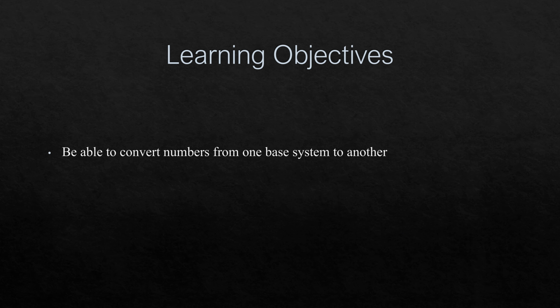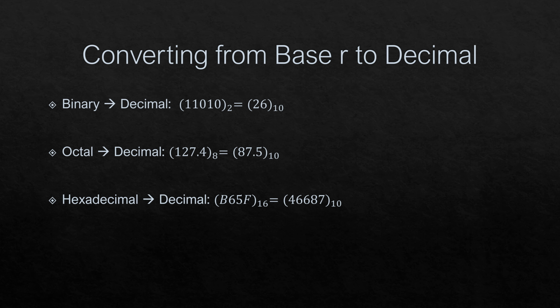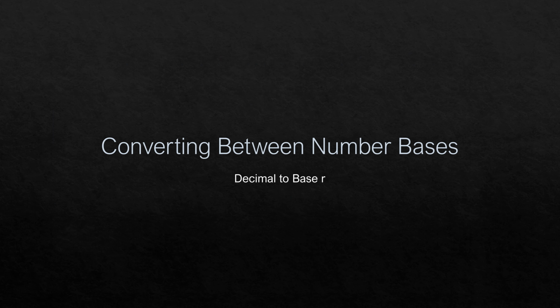We are looking at objective number 3, which is to be able to convert numbers from one base system to another. In the previous lecture, we converted binary, octal, and hexadecimal to decimal by multiplying each digit by its positional weight or power series, then adding the product terms. We performed the following conversions: binary to decimal, octal to decimal, and hexadecimal to decimal. In this lecture, we will convert decimal to base R systems.